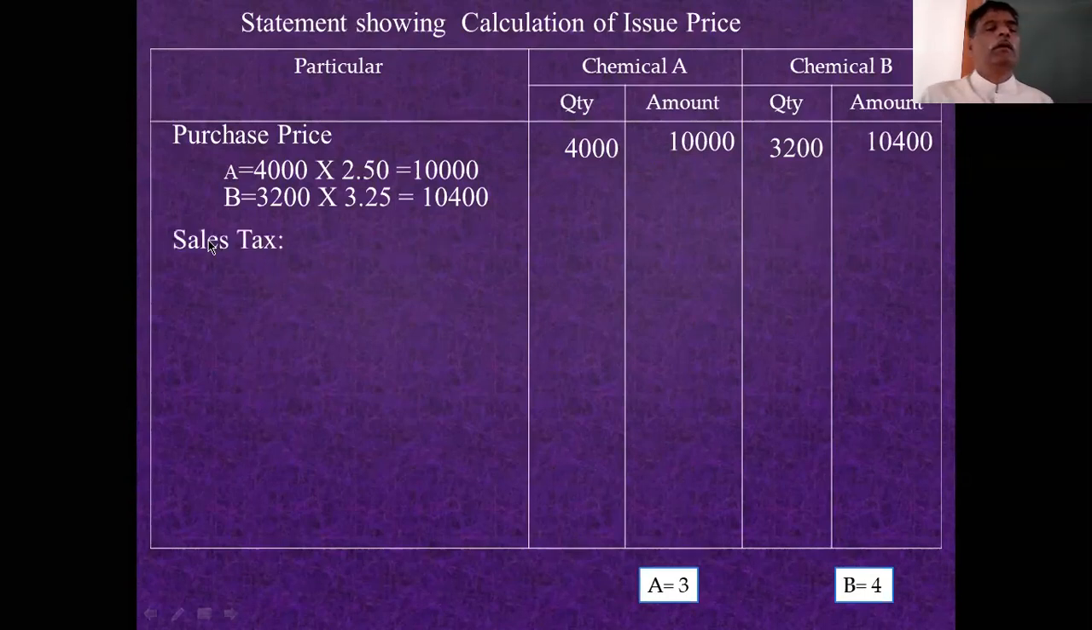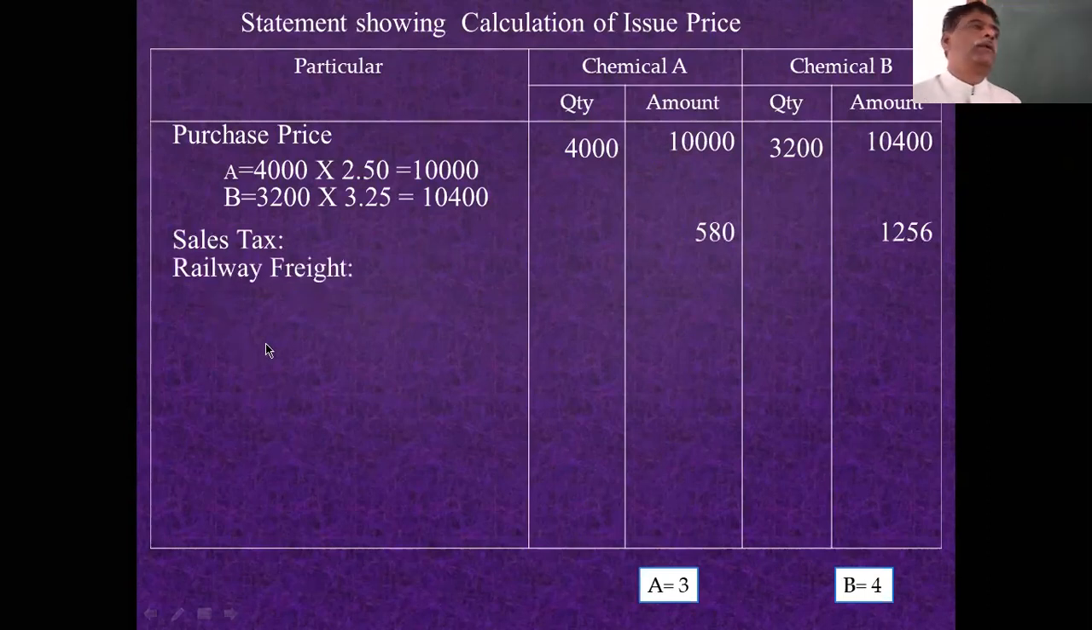Okay. Then second is sales tax. Sales tax you take in the amount column. That is already allocated, 580, 1256. Then next is railway freight. Railway freight 450 is to be allocated on the basis of quantity ratio. Quantity is 4,000 and 3,200. You calculate the ratio. Common zeros are 2, you leave 2 zeros. 40 is to 32 is the ratio. Then you divide by the common factor.